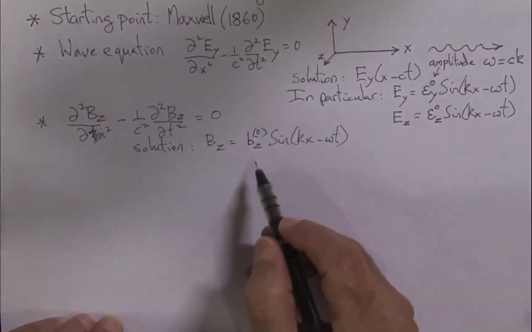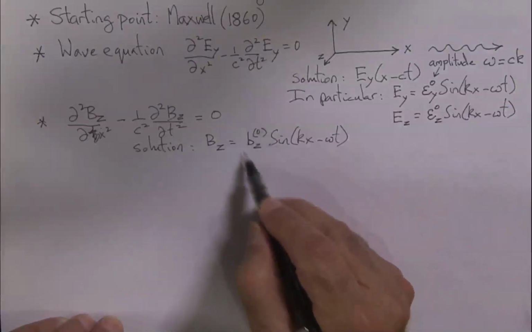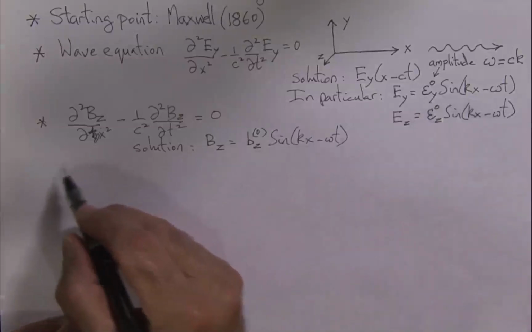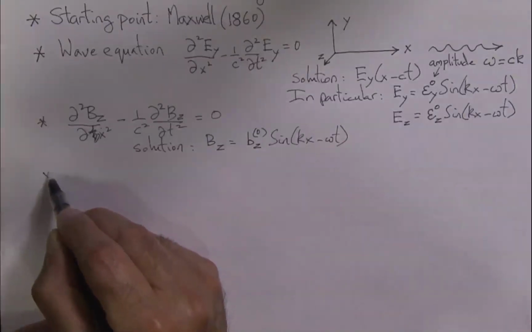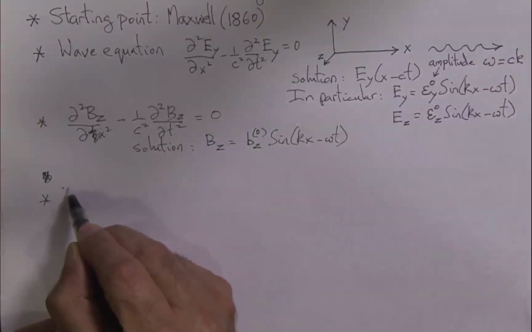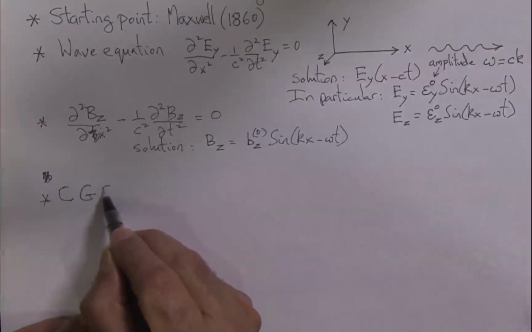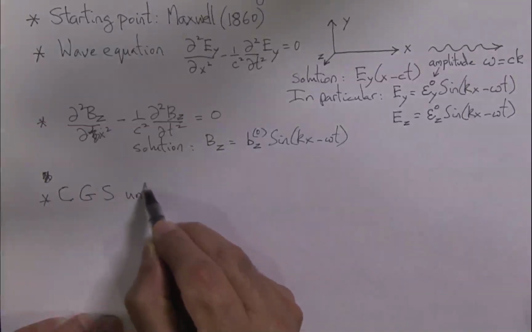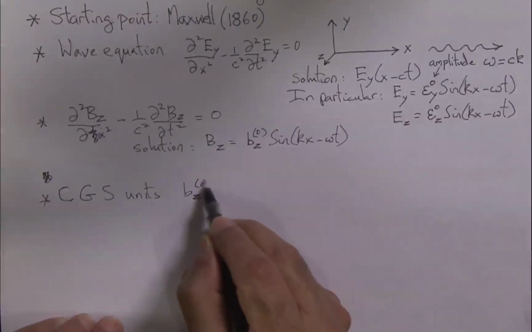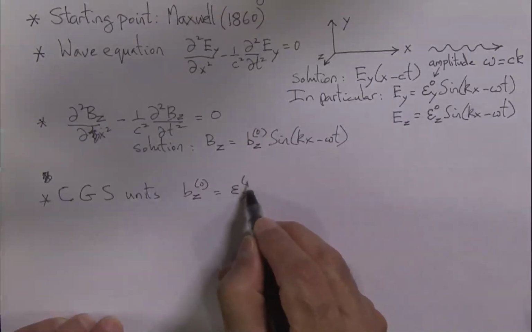Now, from Maxwell's equations, you can actually show that this must be equal to that. So now I'll come to units. In CGS units, that is to say centimeter, grams, second units, we have that Bz0 is just equal to Ey0.